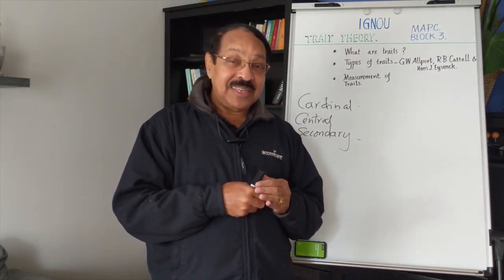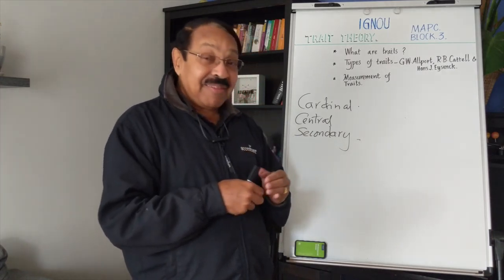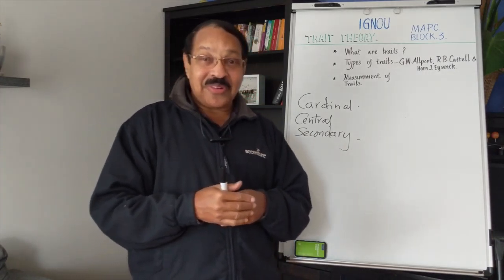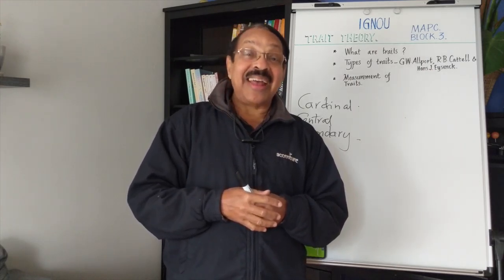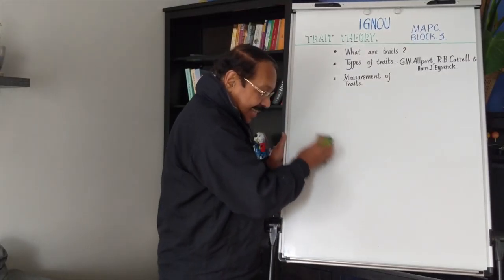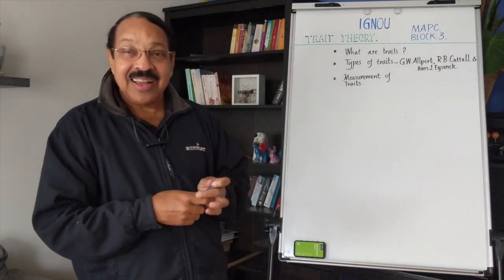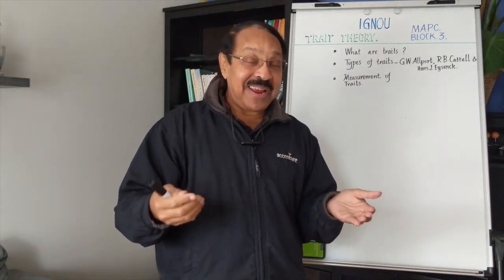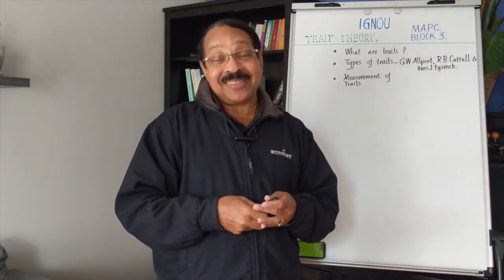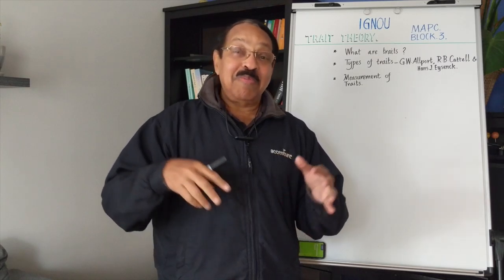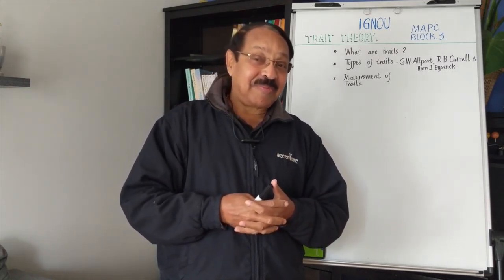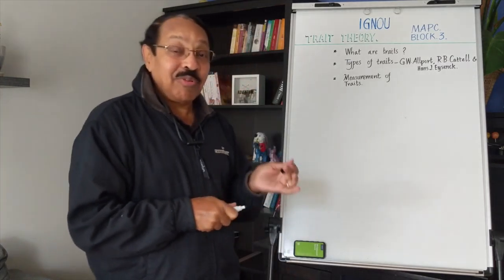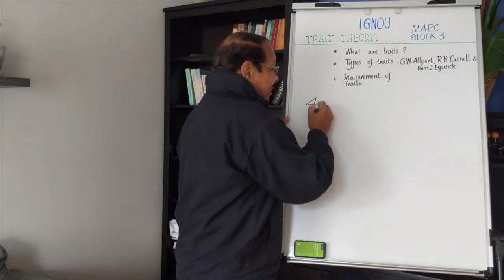Allport conducted so many researches in this area. Now let us see the next contribution. It is by Raymond Cattell. Cattell collected adjectives qualifying human nature, human behavior, from the dictionaries. So many adjectives are there in the dictionary. He collected 4,000 adjectives from the dictionary.